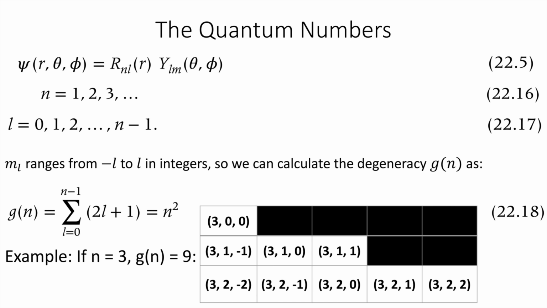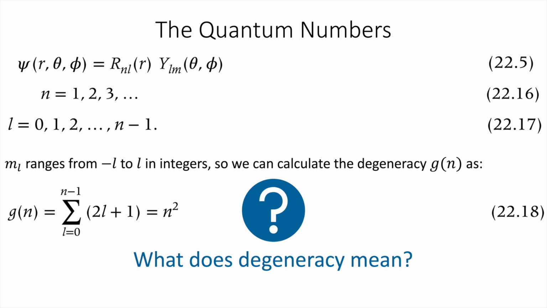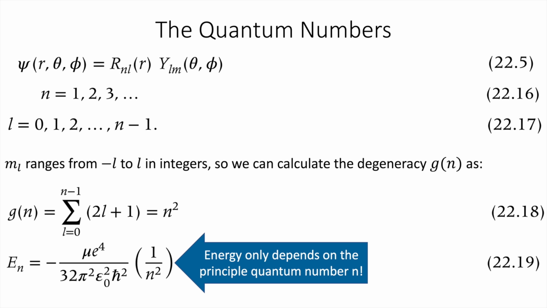So how many different possibilities do we have with degeneracy? The number of ways to get something. Well, the number of ways to get what exactly? The number of ways of getting something has to do with degeneracy, but it's kind of an incomplete definition. Here's your big hint. Notice the energy function that emerges from all of this math, equation 22.19. Energy only depends on the principal quantum number n. So the energy of the system only depends on n.